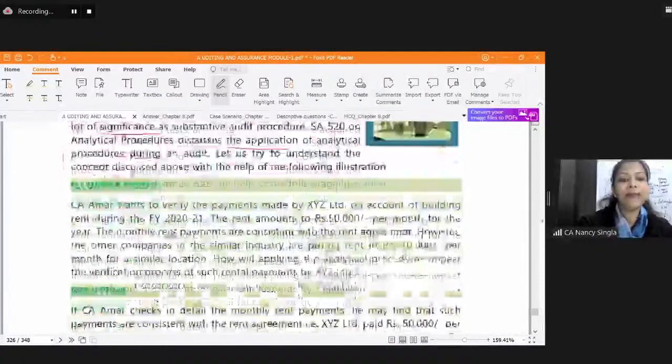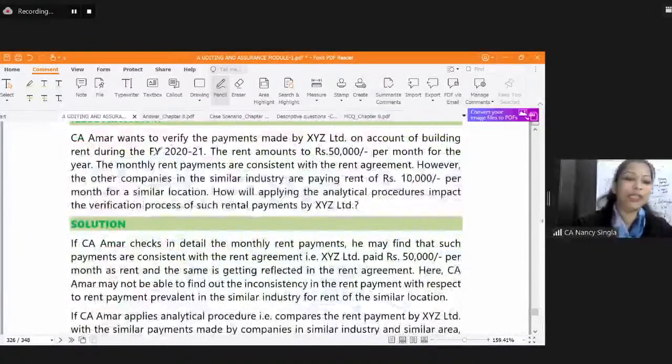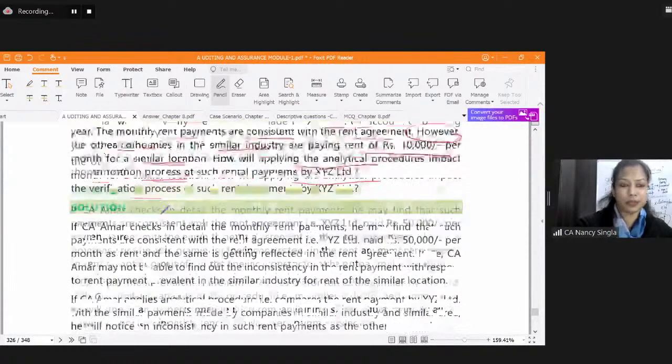Now the example with respect to rent, quickly see. CA Amar wants to verify the payment of XYZ Limited on account of building rent paid during the financial year 2020. The rent amounts to 50,000 per month. The monthly rent payments are consistent with the rent agreement. However, other companies in a similar industry are paying rent of 10,000 per month for a similar location. How will applying analytical procedures impact the verification process?